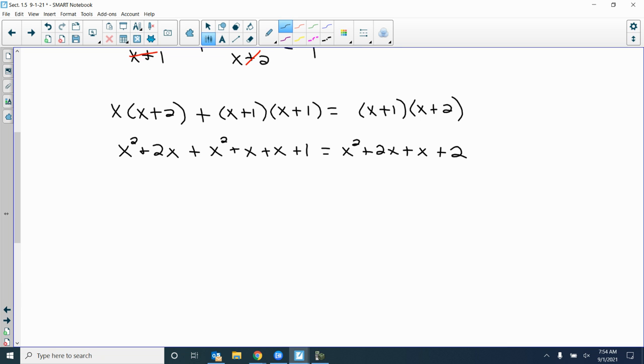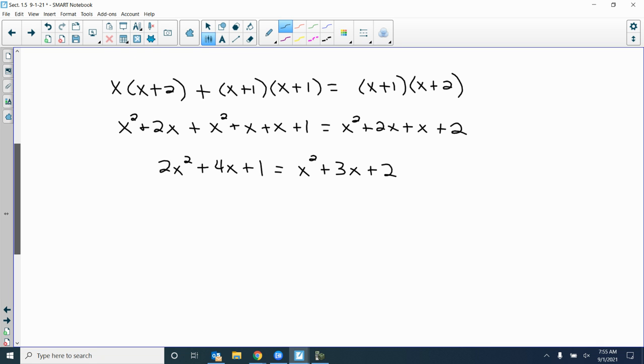All right, on each side, I'm going to combine like terms. Anything with an x squared, anything with an x, any constants. So what do I get over here? I get 2x squared, and 2x, 3x, 4x. Looks like I get plus 4x plus 1 equals x squared plus 3x plus 2.